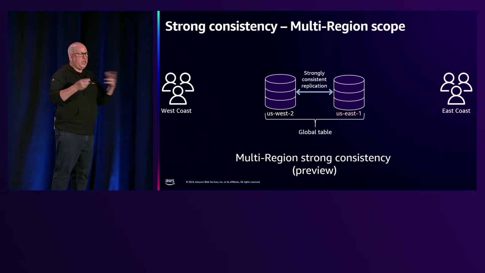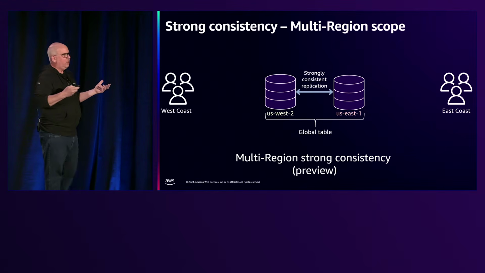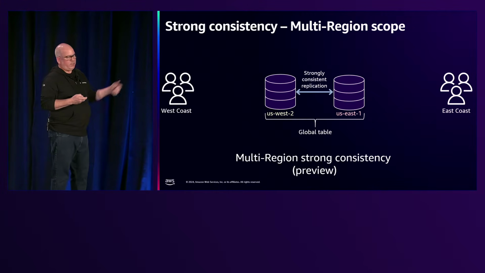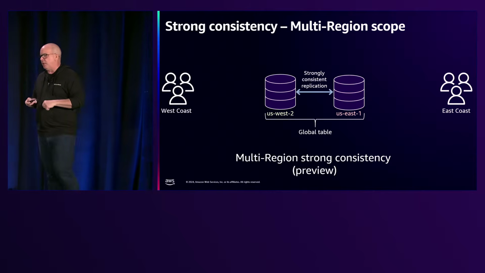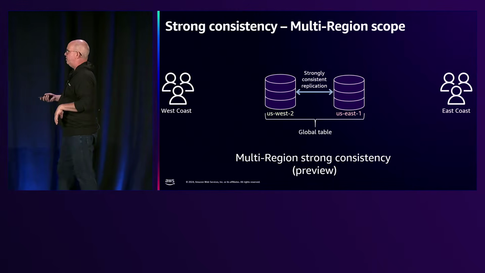And so the change here becomes the replication type. Rather than replicating eventually consistent replication between the two regions, we perform strongly consistent replication. And so again, our global table example here in the US West 2 and US East 1 regions, but now it's configured for multi-region strong consistency.